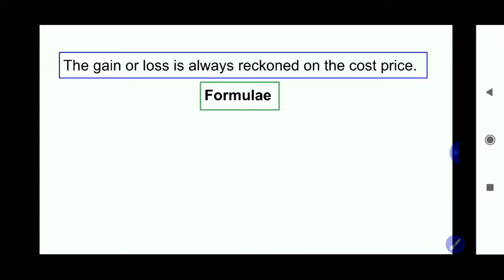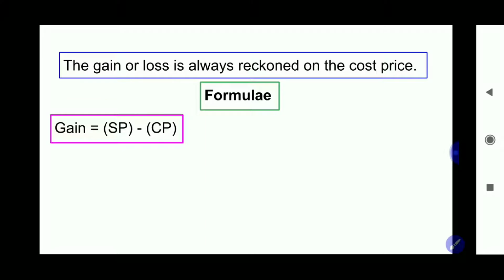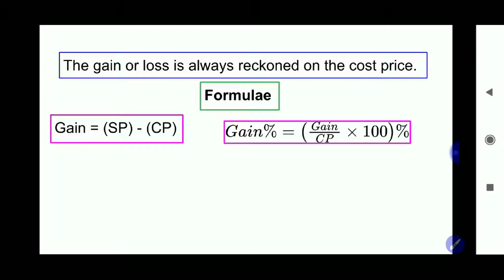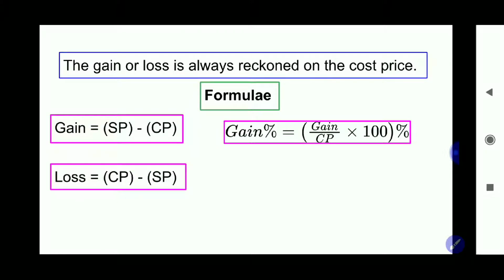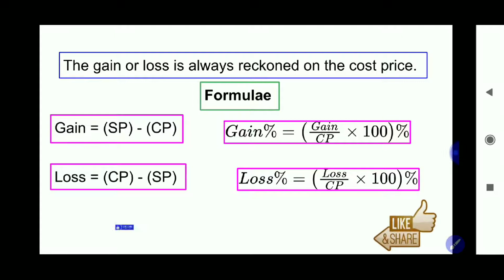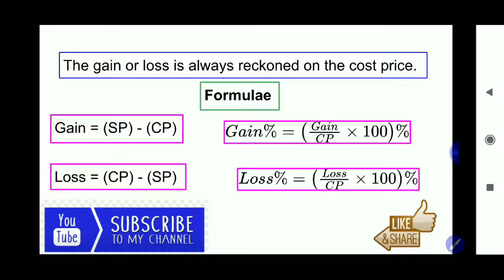Formulae. We should be thorough with the following formulas. Then only you can solve problems with speed and accuracy. Gain: selling price minus cost price. Gain percentage is equal to gain by cost price into 100. Loss: cost price minus selling price. Loss percentage is equal to loss by cost price into 100.